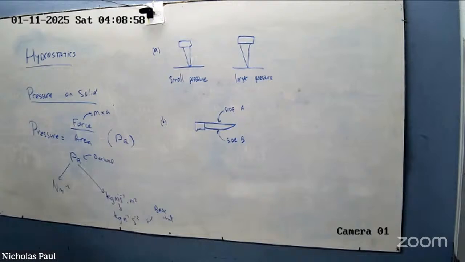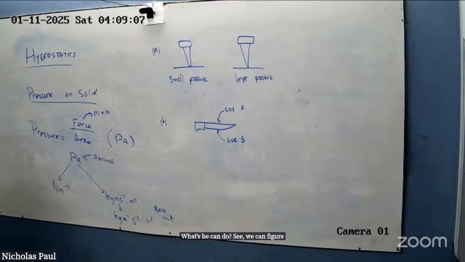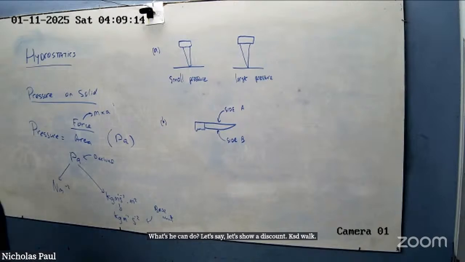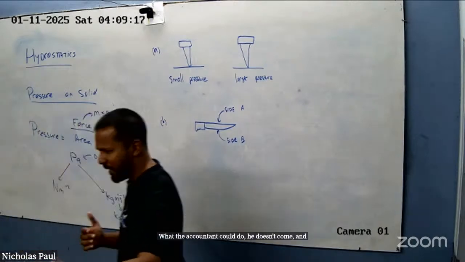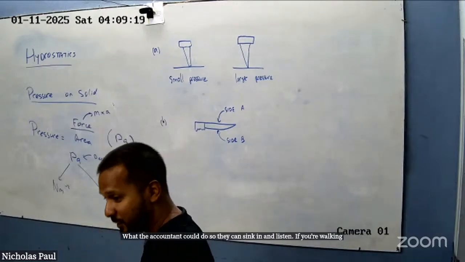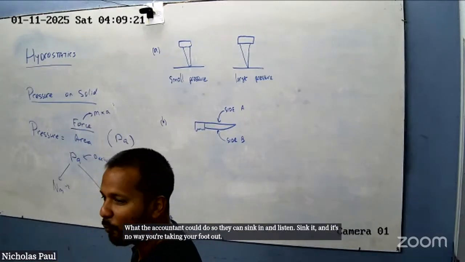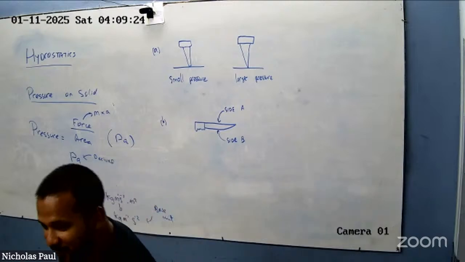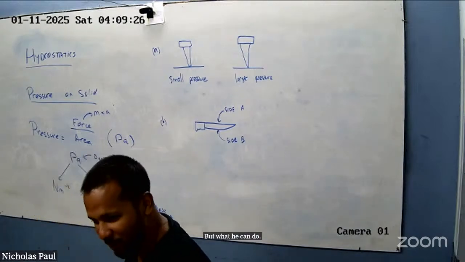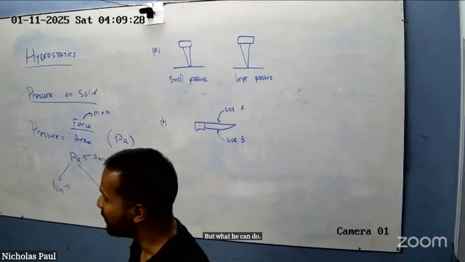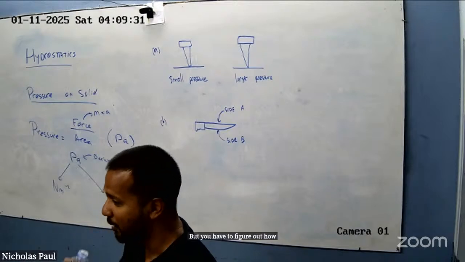Help Nathan. See if we can figure out what Nathan could probably do so that he can walk. Let's say a short distance, here to the wall. What could Nathan do so that he doesn't constantly keep sinking in the snow? Because if you're walking and you keep sinking in the snow, you have to keep taking your foot out. He can do whatever he wants, but you run into the same problem. But you have to figure out how we could solve that problem.